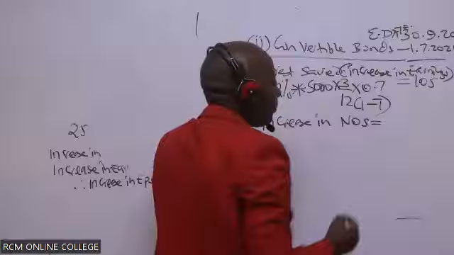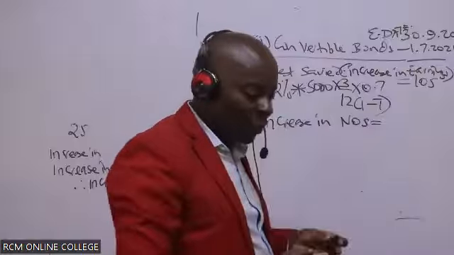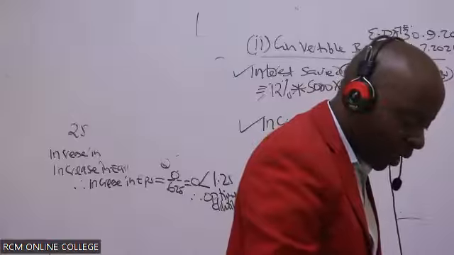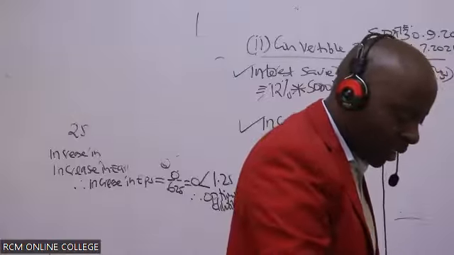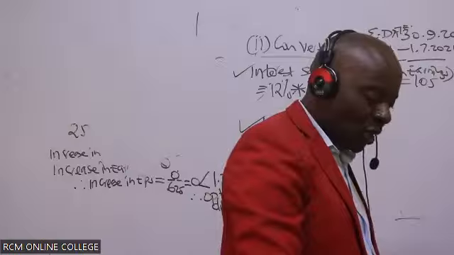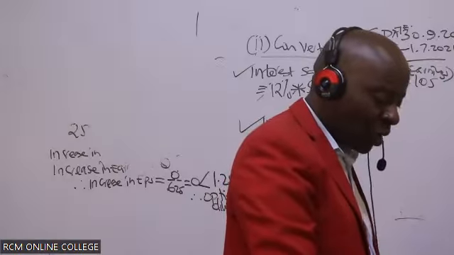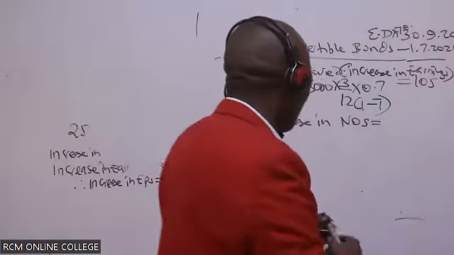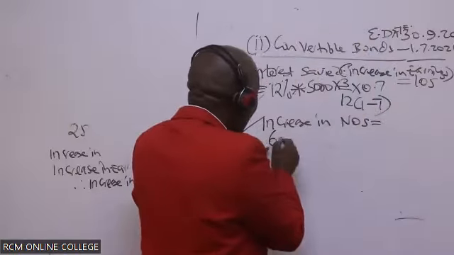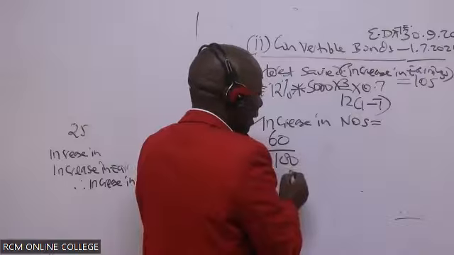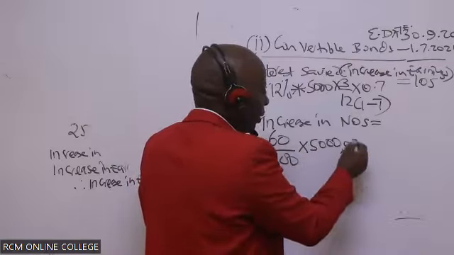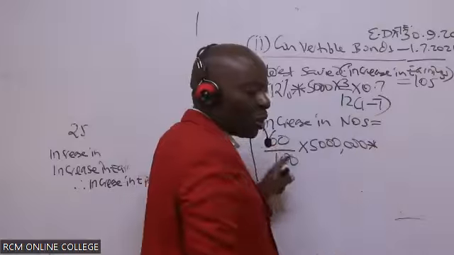So the increase in number of shares, remember, they have given us the way of exchanging. They have told us the bond is convertible into ordinary shares at the holder's option on the basis of 60 shares per 100 bond. And our bond value in total is 5 million.